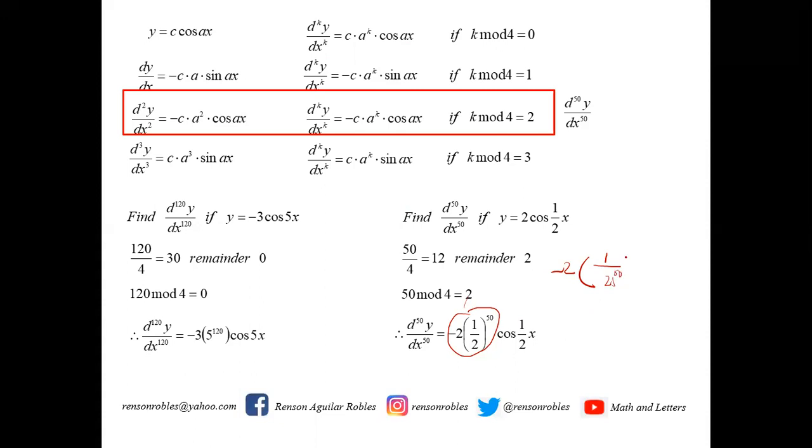2 raised to 50. And then negative 2 over 2 raised to 50 is equal to negative 1 all over 2 raised to 49 cosine of 1 half of x.